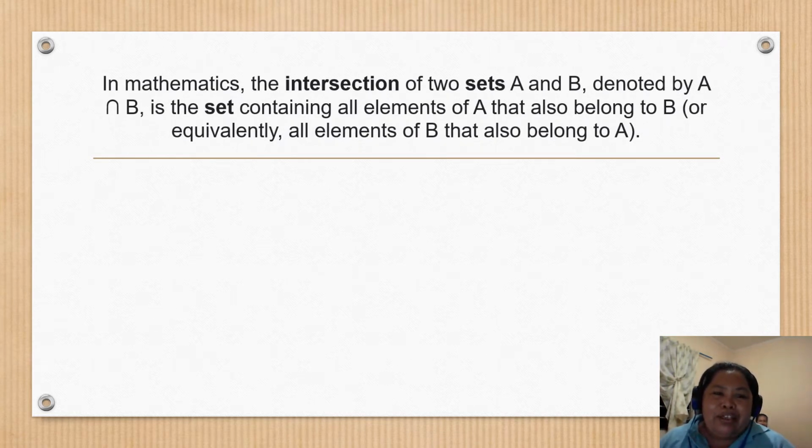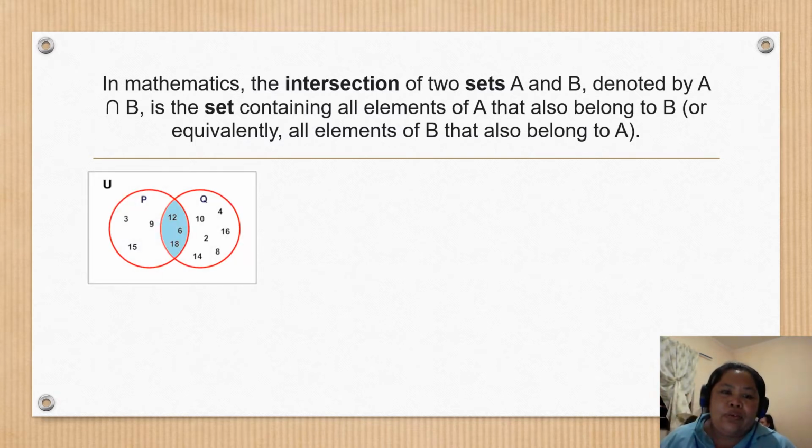In mathematics, the intersection of two sets A and B, denoted by A cap B, is the set containing all elements of A that also belong to B, or equivalently, all elements of B that also belong to A.